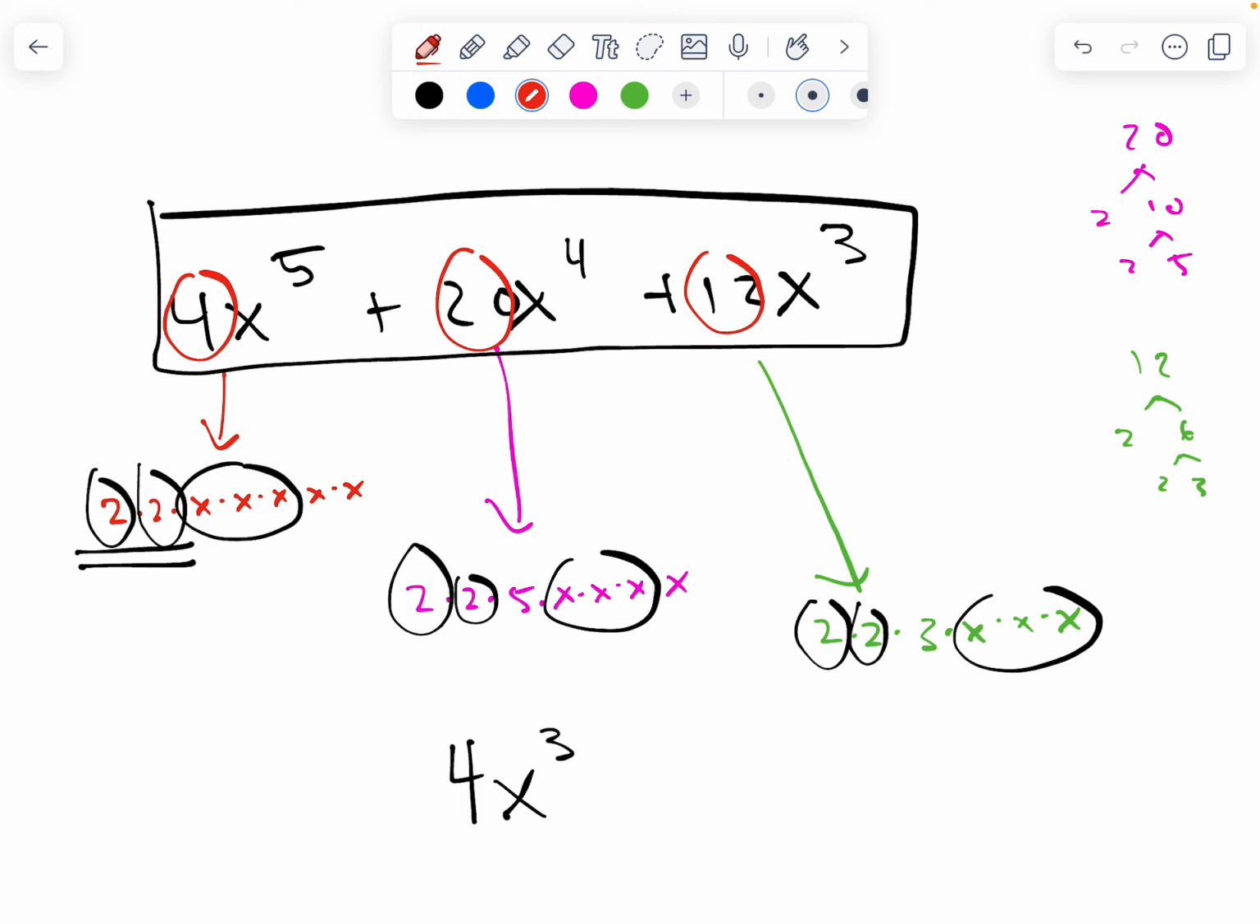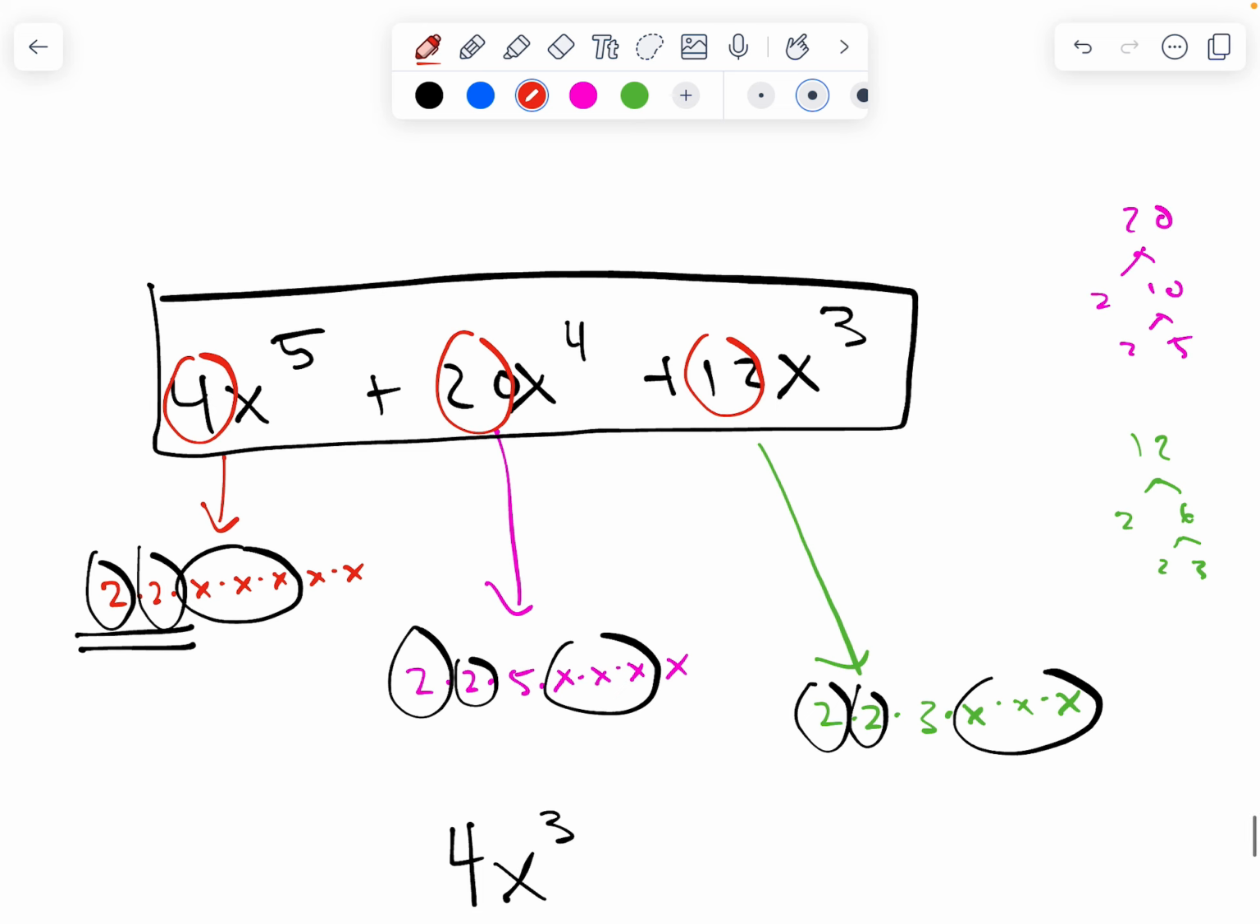Can I divide them all by 4? And the answer to that is yes. 4 divided by 4, 20 divided by 4, 12 divided by 4, I can divide them all by 4. So 4 is the greatest common factor of that, that, and that. And then I also say, which has the fewest number of x's? This has the fewest number of x's, so 4x cubed.